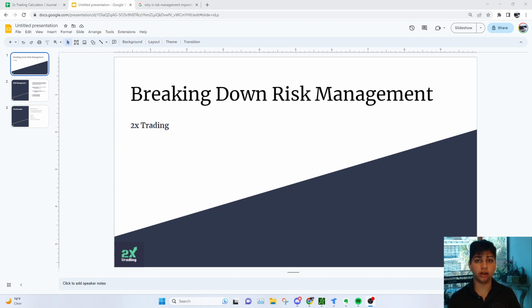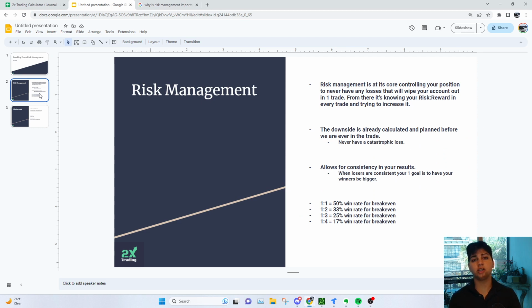Today I'm going to be diving into risk management, breaking it down, what it means, how I'm actively using risk management in my trading, as well as an example of an equity curve that shows proper risk management over a period of time. So, to dive in here, what is risk management?